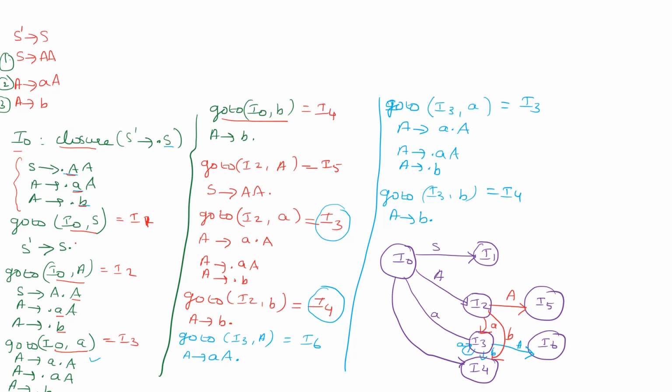It is the same thing that I explained in the previous slide. Now for I0 comma a, the dot has been moved to the next position, and since there is a variable we have added it to the closure. Like that we have the same thing.